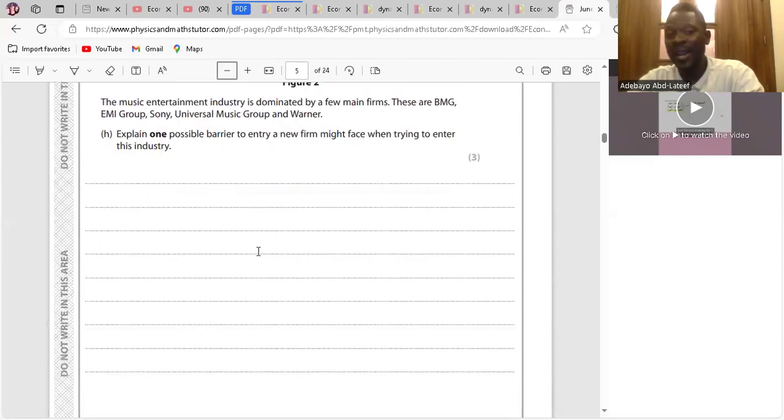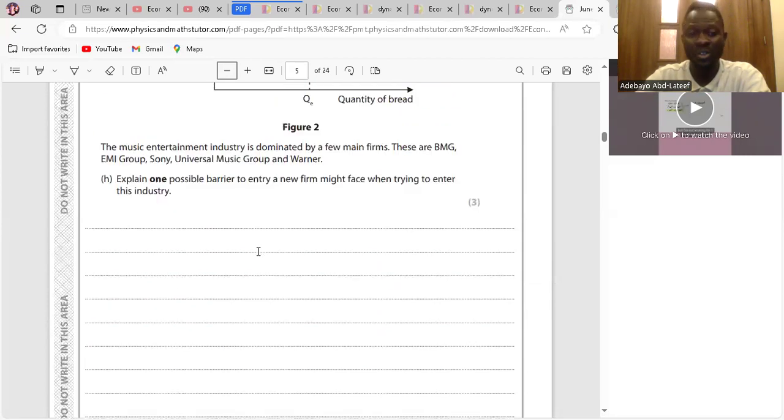Explain one possible barrier to entry a new firm might face when trying to enter this industry. This industry is about the music industry, which is dominated by few firms, right? Few large firms there. So one barrier to entry here is advertisement cost.